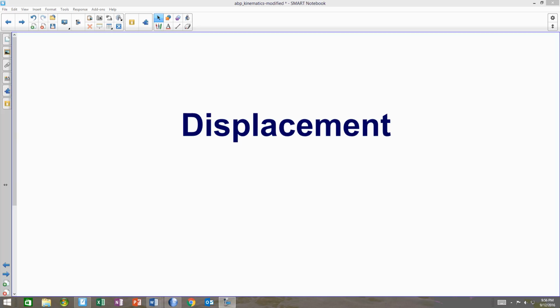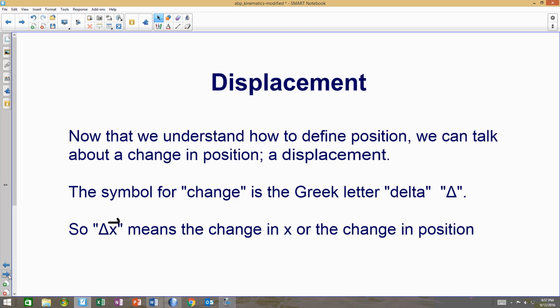In this video, we're going to talk about displacement in more detail. Now that we understand how to define position, we can talk about a change in position, which we call displacement. The symbol for change is the Greek letter delta, and it's the triangle. So delta x means the change in x, or the change in position.